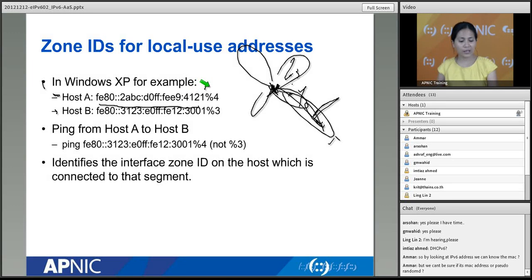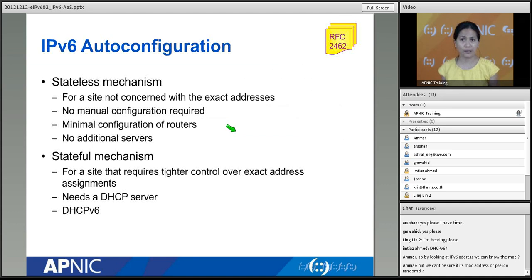So if I try to ping from host A to host B, since I'm going to use the link in my local machine, which is percent 4, the zone. So when I ping this IP address, I use my zone ID. So we're using percent 4 here, not percent 3. All right, so I hope that's clear. If not, please let me know. Otherwise, I'll just continue to the next one.